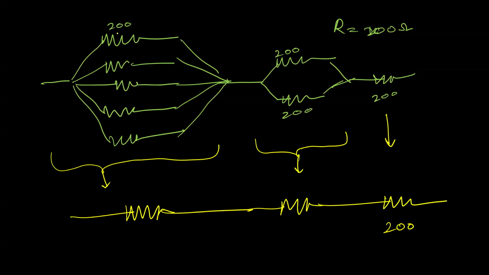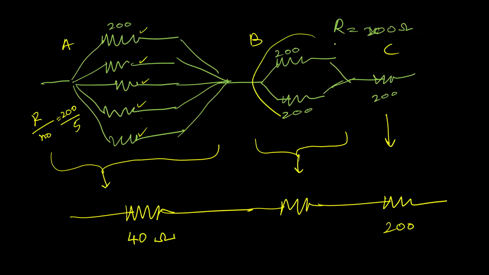Let's say this is A part, B part, and C part. For A part, you can use the short form. Total resistance is equal to one resistance value divided by the number of resistors. R divided by number of resistors. 200 divided by how many resistors? 1, 2, 3, 4, 5. 200 divided by 5 is 40, right? So the whole thing condensed together forms a 40 ohm resistance.